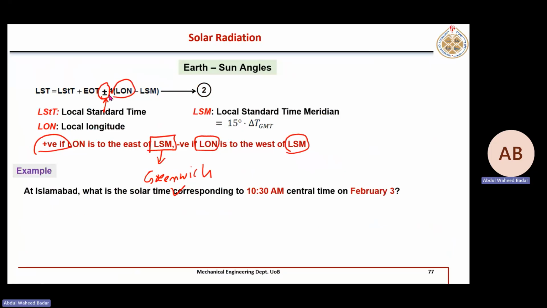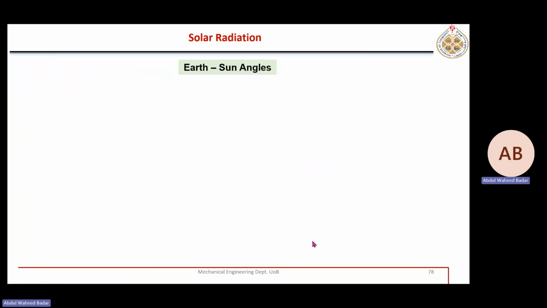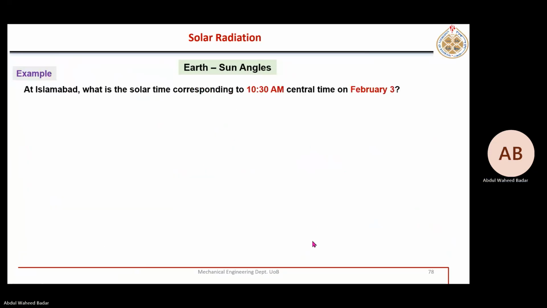Okay, so this will be clear if we solve a few. There are two questions which can be solved. Here we have a solution for this one. This one you can solve by yourself. So here is the solution. At Islamabad, what is the solar time corresponding to 10:30 a.m. Central Time on February 3?